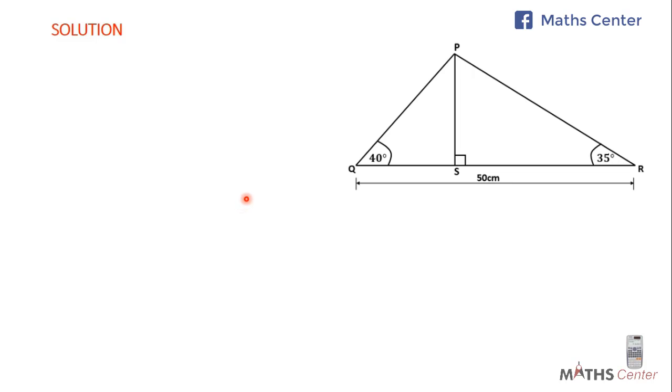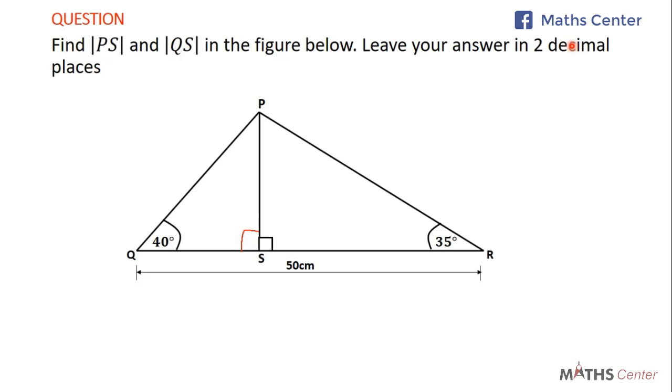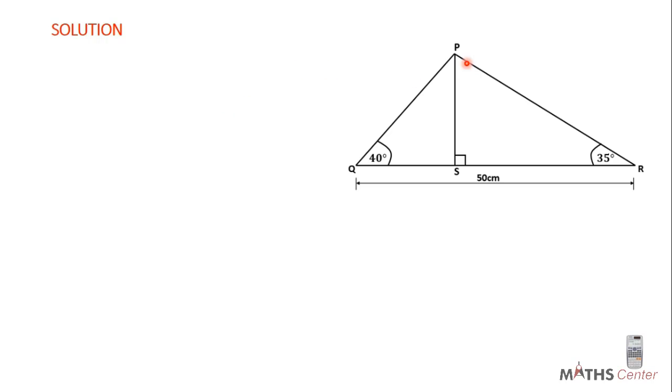Okay, so let's go on. The question says that we should find PS and QX. So let's consider the first triangle, triangle PSQ. You see we have QX and PS in it, so we can use triangle PSQ to find PS and QS.